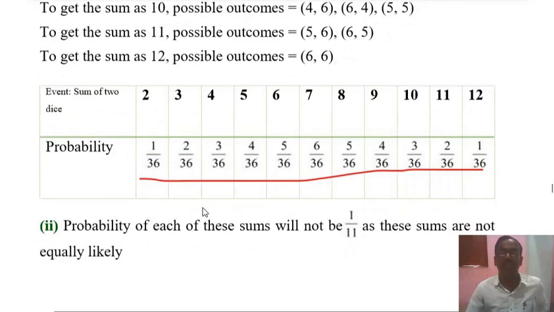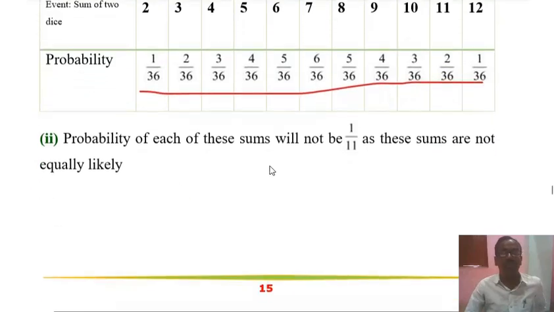Hope there is no problem understanding. If you have, then join me in my YouTube live class. Probability of each of these sums will not be 1 by 11, as these sums are not equally likely.